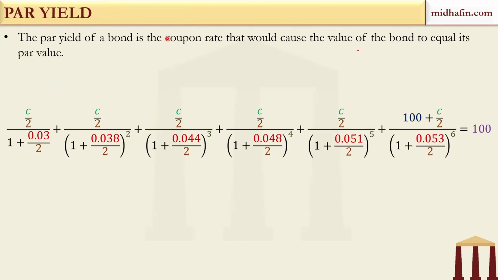So par yield is the coupon rate that would cause the value of the bond to equal its par value. So what will be the coupon rate which, when discounted by the appropriate interest rates, not the yield, these are the actual interest rates by which these coupons are being discounted, results in the par value? The solution to this equation, the value of C, is your par yield. Again, it is not possible in the exam to rewrite this complete equation and solve it. So it's better to remember it in this way.